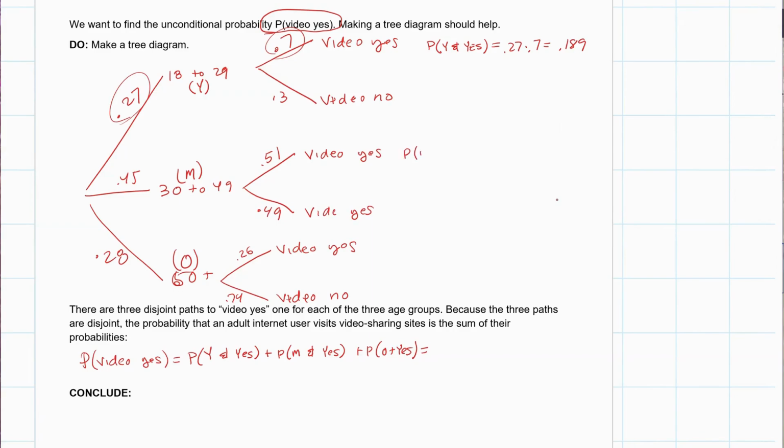Probability of being middle-aged and a video yes, well, that's going to be 0.45 times 0.51. That ends up being about 0.2295. And then lastly, the probability of being old and a video yes ends up being 0.28 times 0.26. And again, I did this calculation earlier. It ends up being, sorry, 0.0728.